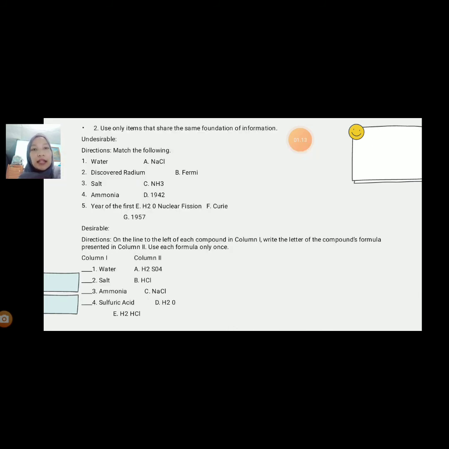Use only items that share the same foundation of information. Unrelated topics included in the same matching item may allow for obvious matches and mismatches. Undesirable direction. Match the following: 1. Water, 2. Discovered radium, 3. Salt, 4. Ammonia, 5. Air.